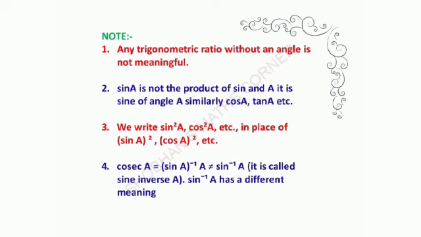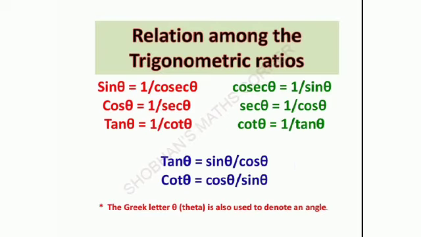Now, the relation among these trigonometric ratios. We studied that sin theta is opposite side by hypotenuse, whereas cosec is hypotenuse by opposite. From this we can understand sin and cosec are reciprocal to each other, that is sin theta is equal to 1 by cosec theta, or cosec theta is equal to 1 by sin theta. Similarly, cos theta is adjacent side by hypotenuse, sec is hypotenuse by adjacent side, therefore cos and sec both are reciprocal to each other, therefore sec theta is equal to 1 by cos theta.